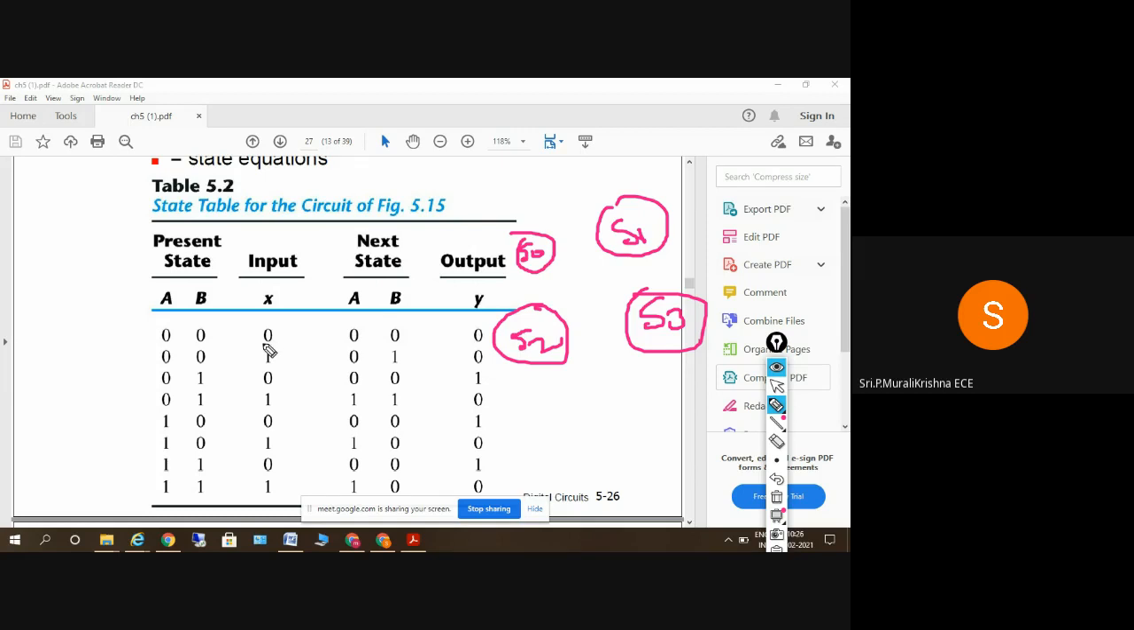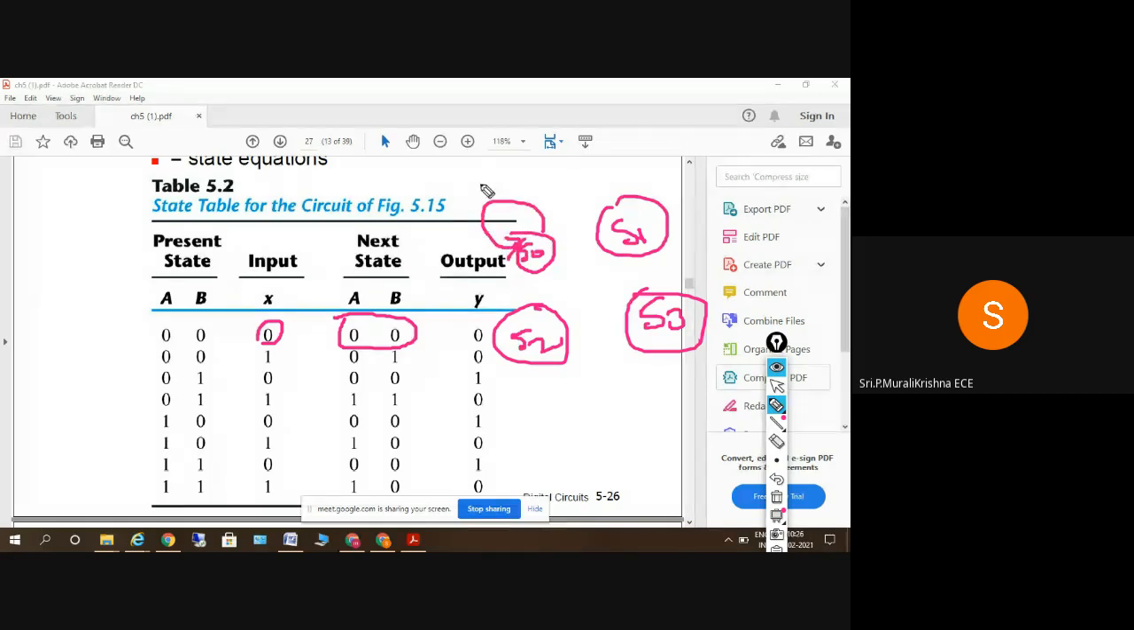If the input to S0 is 0, what is the next state here? 0 0. When input is given as 0 here, the next state is 0 0. The meaning of 0 0 is that it remains in the same state. Okay, so this is the diagram here.